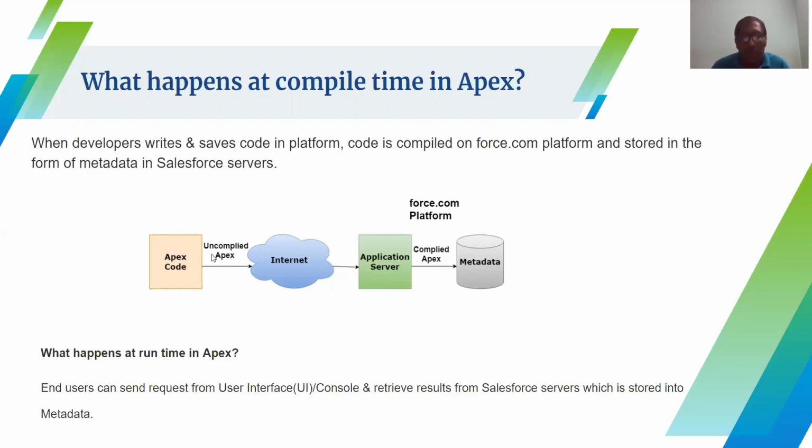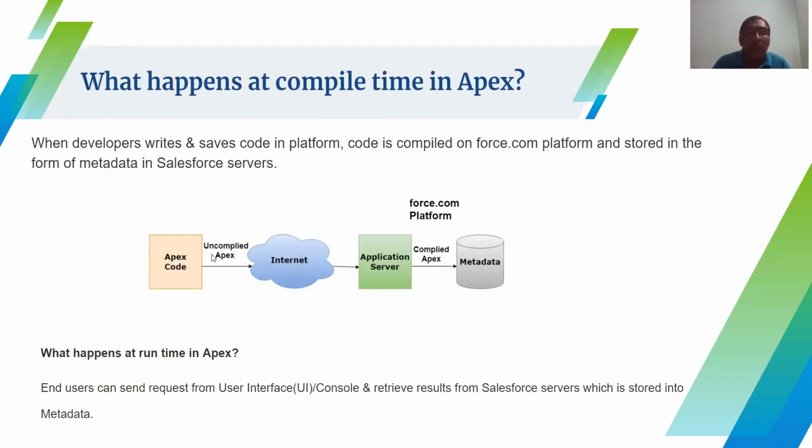So you open the Developer Console, you write the code there. After writing the code, what happens? You're going to execute. You're going to click on the execute button using an anonymous window, right? You're going to write some code there, and you're going to hit the execute button. When you hit the execute button, what happens? The code is getting compiled. It is compiled on the force.com platform and stored in the form of metadata.